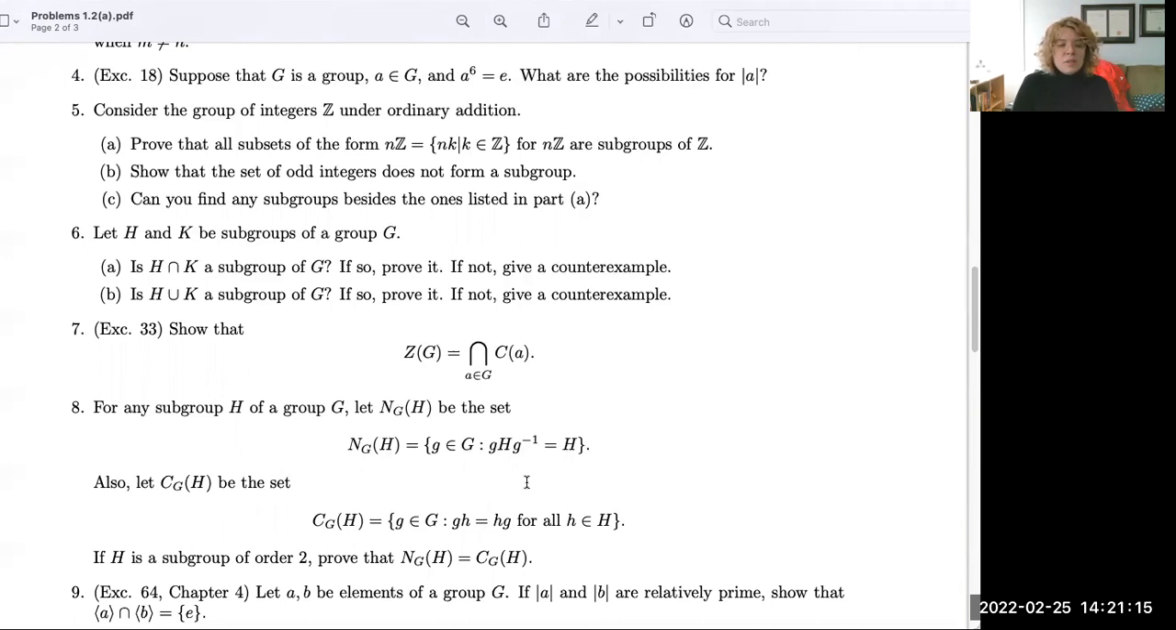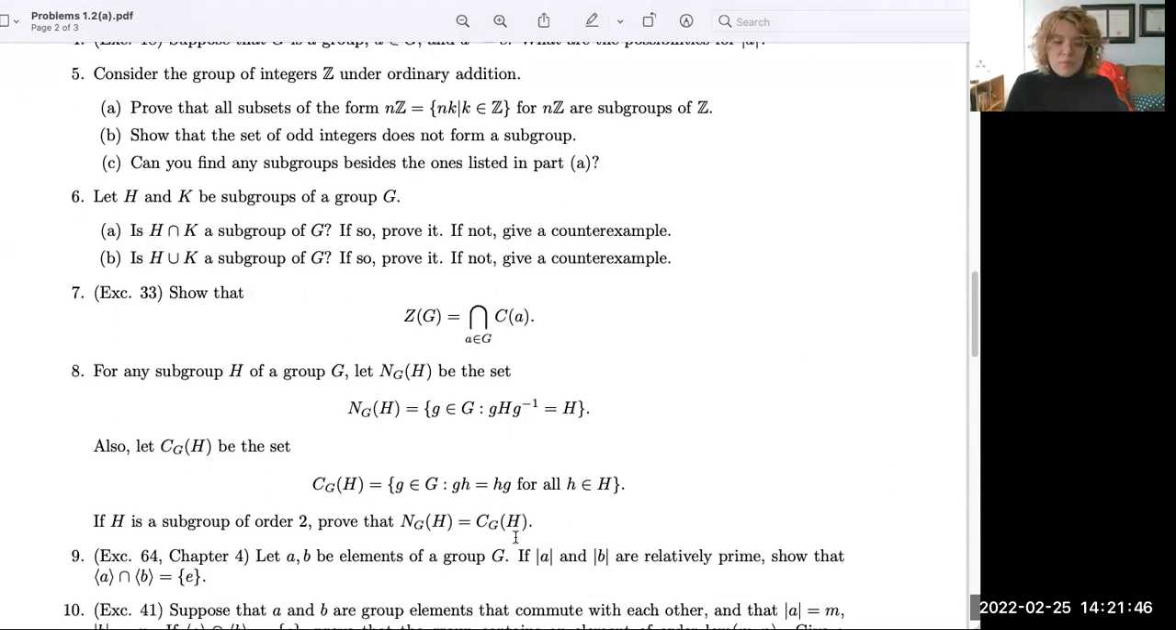Once you simplify each of these, especially if you simplify the normalizer in the case where H is a subgroup of order 2, this statement becomes pretty intuitive. So I would suggest first break it down. First, think about what N_G(H) has to look like if H is order 2. And then secondly, show your inclusions in both directions.